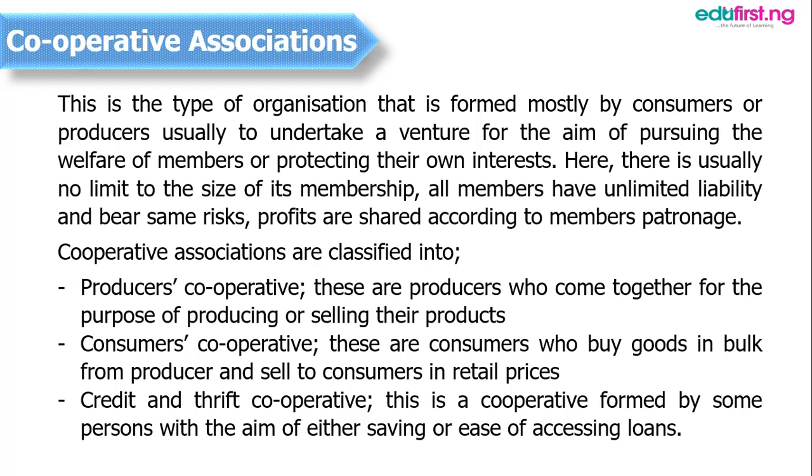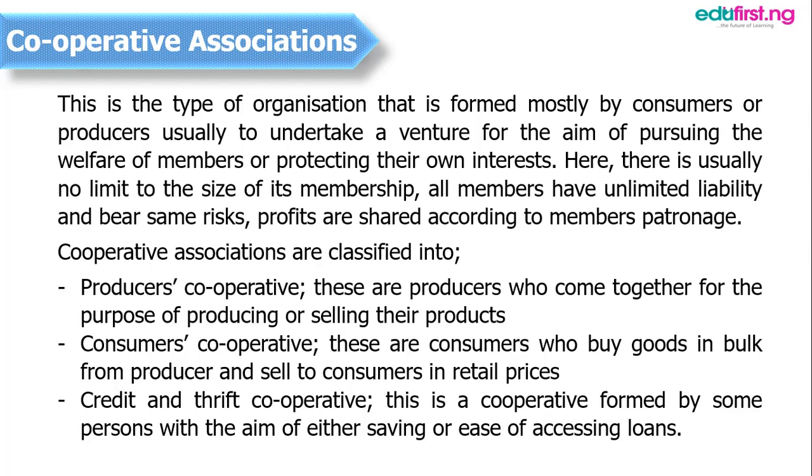Cooperative associations are classified into three. We have the producers cooperative. These are producers who come together for the purpose of producing or selling their products. We have the consumers cooperative. These are consumers who buy goods in bulk from producers and sell to consumers at retail prices. Then we also have credit and thrift cooperative. This is a cooperative formed by some persons with the aim of either saving or ease of accessing loans.